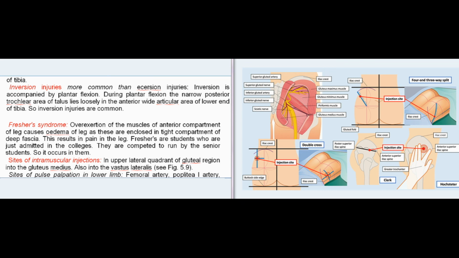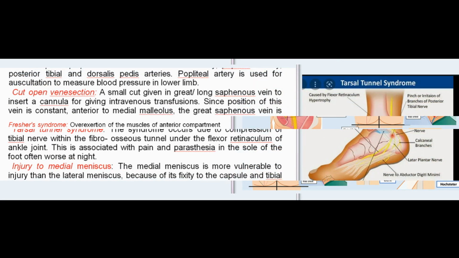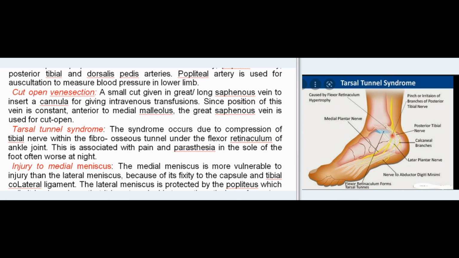Sites of intramuscular injections: in upper lateral quadrant of gluteal region into the gluteus medius. Also into the vastus lateralis, see Fig 5.9. Sites of pulse palpation in lower limb: femoral artery, popliteal artery, posterior tibial and dorsalis pedis arteries. Popliteal artery is used for auscultation to measure blood pressure in lower limb.